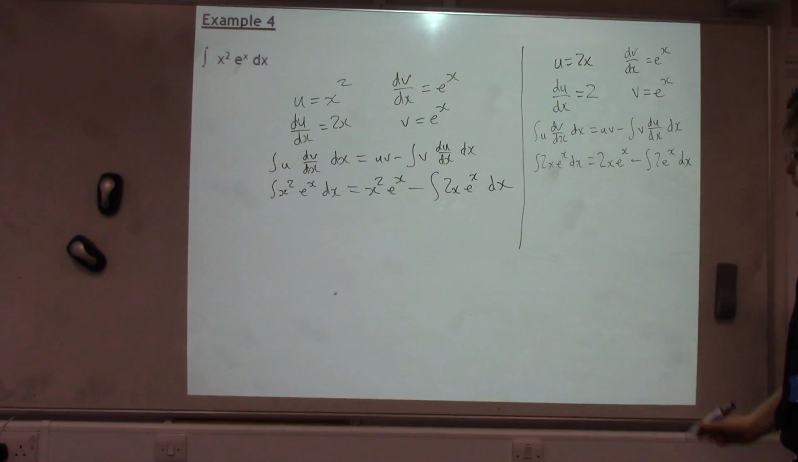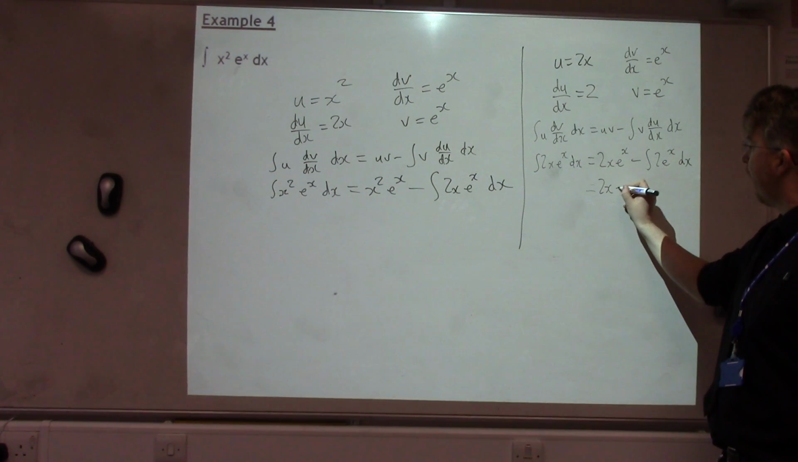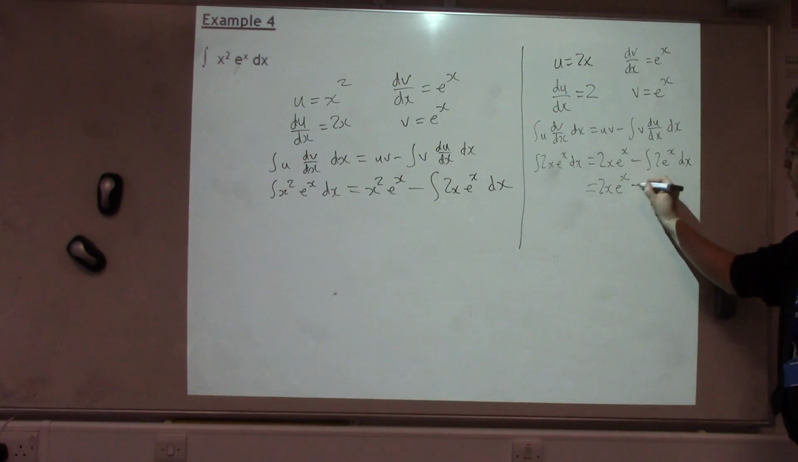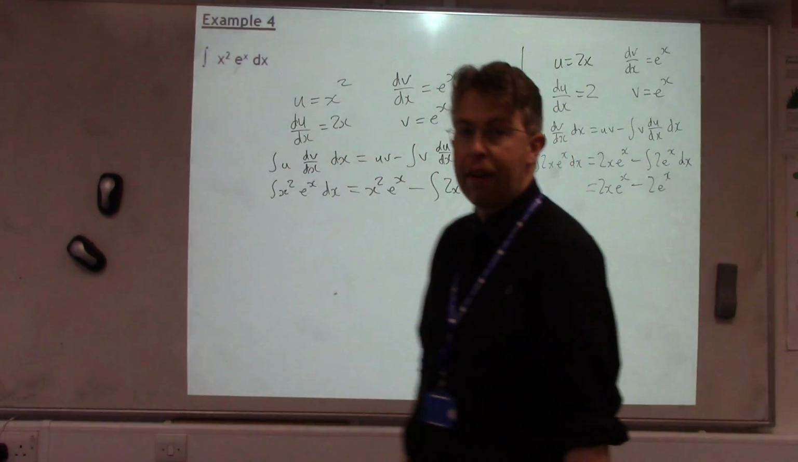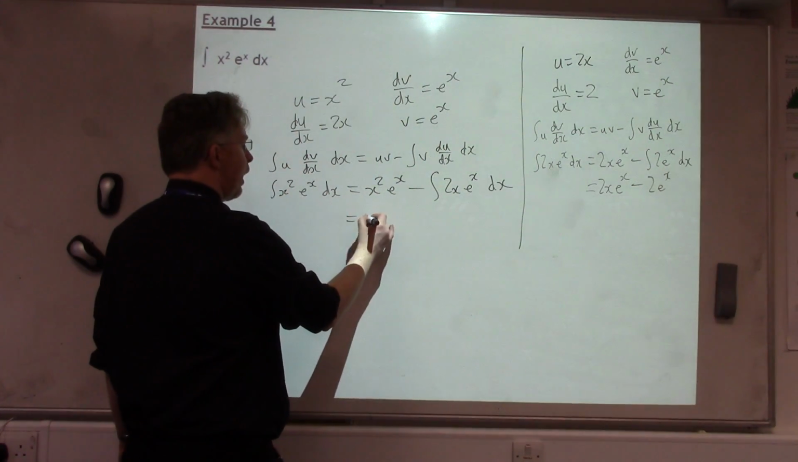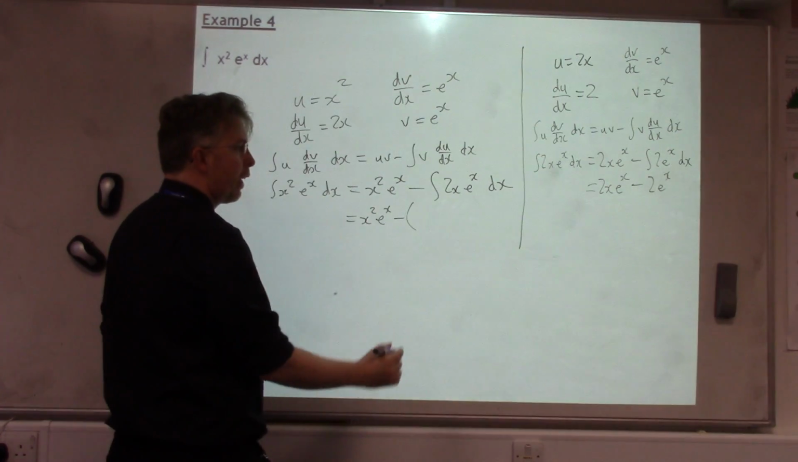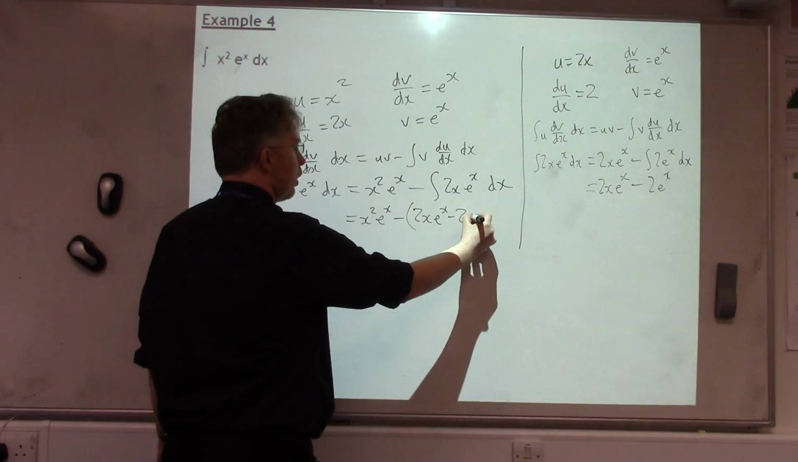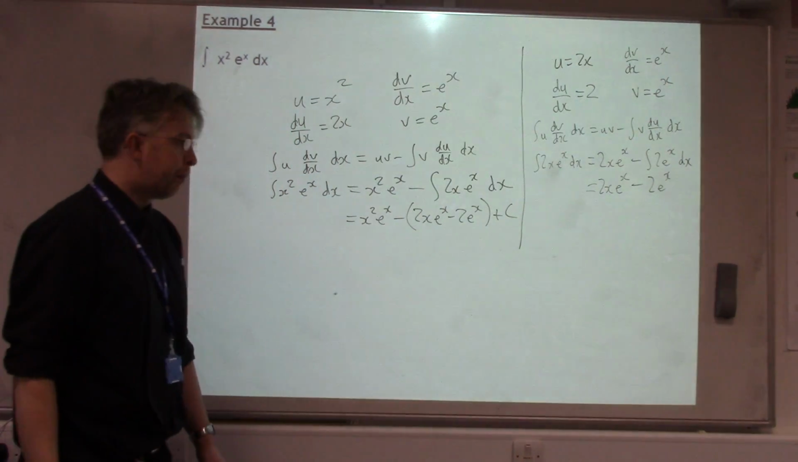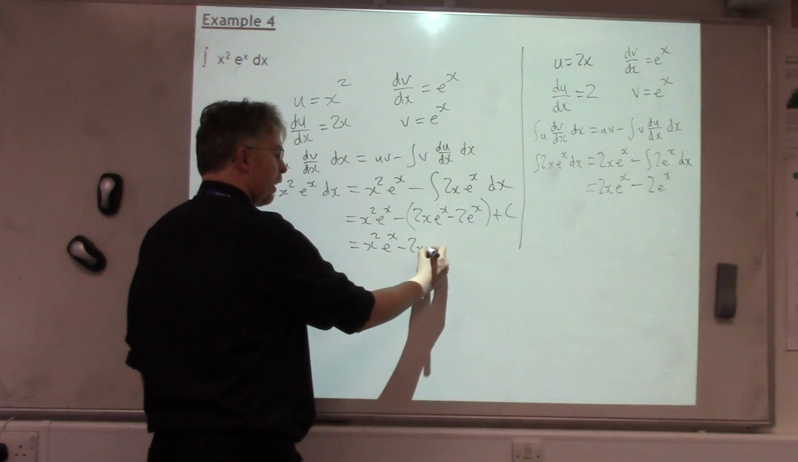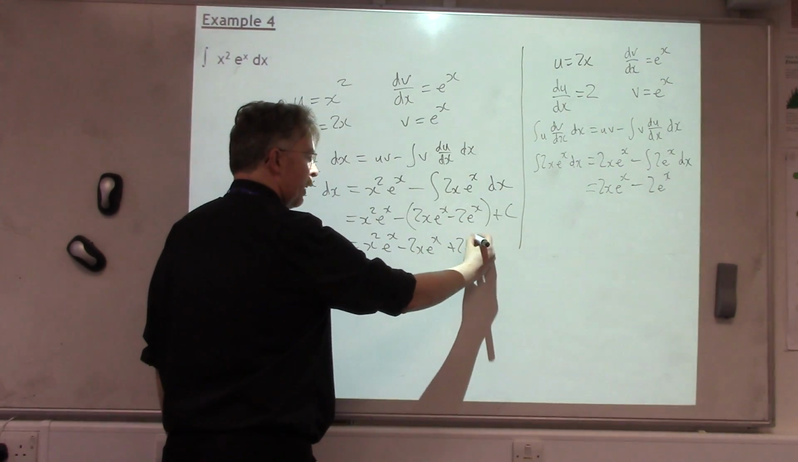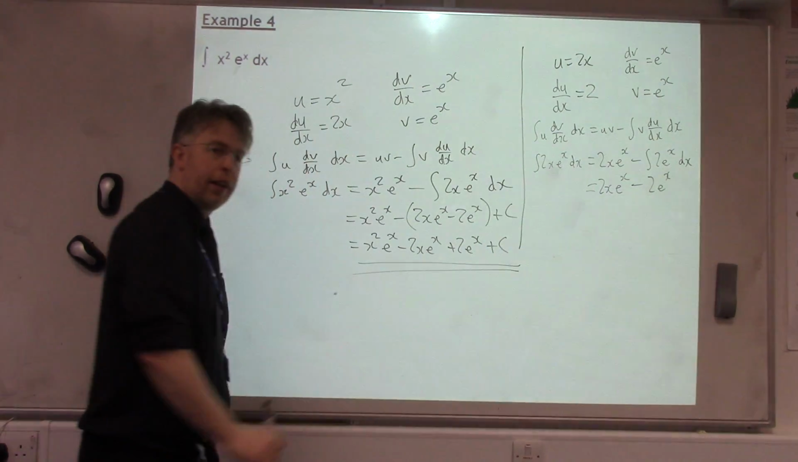We can integrate 2e to the x, so when we put it all together, we end up with a full integration. So 2e to the x integrates to itself, so we get 2x e to the x minus 2e to the x. I'm not going to bother with the integration constant here, since I can just add it in at the very end of my working. So sticking it in, x squared e to the x minus, open bracket, 2x e to the x minus 2e to the x, plus c, multiply out the bracket, x squared e to the x minus 2x e to the x, minus times the minus is plus 2e to the x, plus c. That is our final answer.